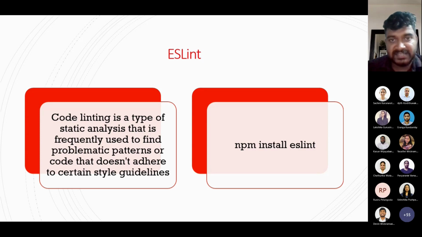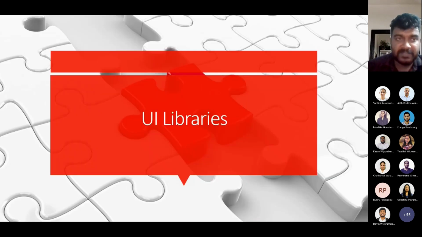Right. Another thing is ESLint. ESLint is like a code analyzer. When you are using Java, you already use something like SonarQube. When it comes to Angular, we also have ESLint. It is code linting, a type of static analysis that is frequently used to find problematic patterns in code that don't adhere to certain style guidelines. Using the Angular CLI, you can simply run npm install for ESLint, and you can follow good practices in your code using ESLint as well.